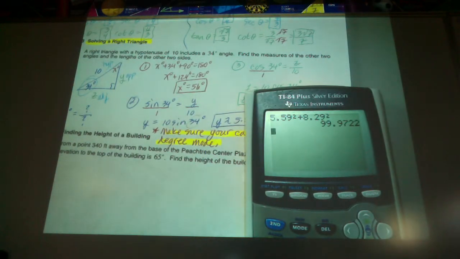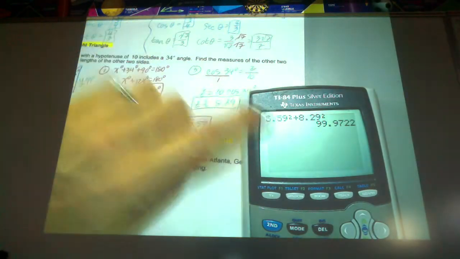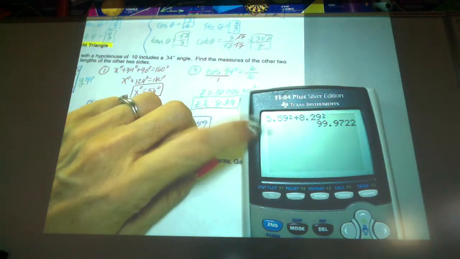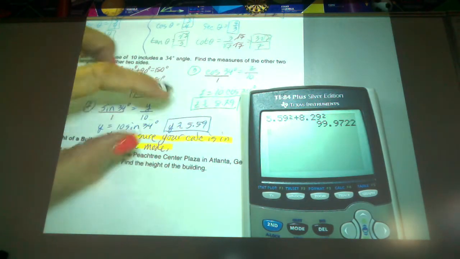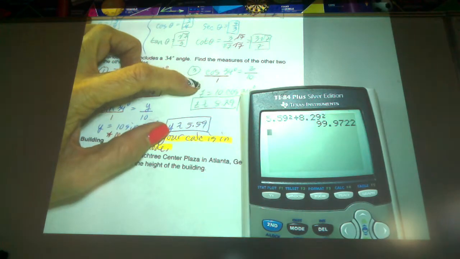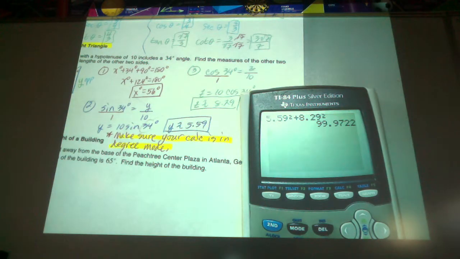How come I didn't get 100? But I'm darn close. What did I say happened? Yeah, I rounded those two right there. Anytime you round in the middle of a calculation, you're bound to be off, which is why we tend not to round in the middle of a calculation. But all I'm doing is checking. So it should have come out to be close to 100, which it did. Questions on that, solving the triangle?